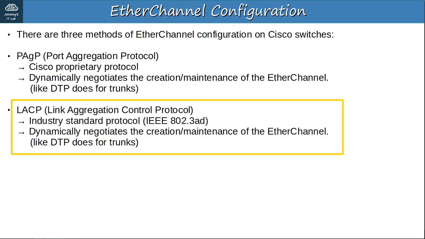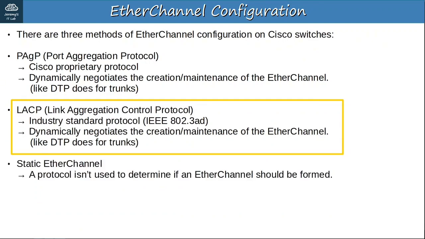So the last method is static EtherChannel. In this case, a protocol isn't used to determine if an EtherChannel should be formed. Instead, interfaces are statically configured to form an EtherChannel. This is usually avoided because you want the switches to dynamically maintain the EtherChannel. For example, you want the switch to remove an interface from the EtherChannel if there is some sort of problem on the interface.